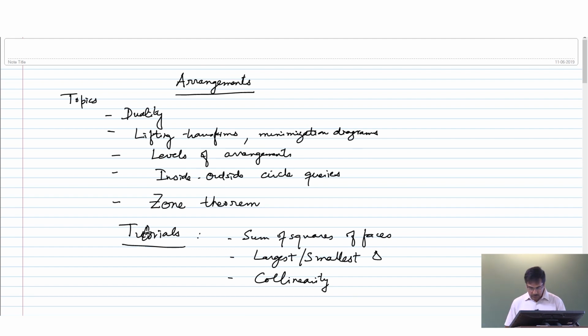Okay. So the first topic is the dual transform. So has dual transform been introduced formally? Only for that lifting transform. Okay. So good. So in fact it's a step back. Actually the lifting transform follows from the dual transform. But before that, let me give you some idea of what I mean by arrangements, etc.